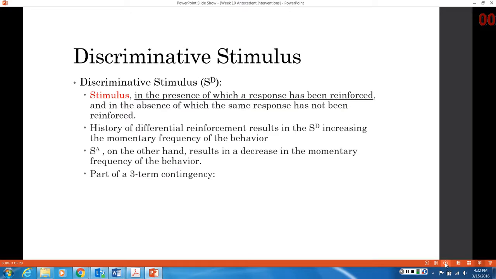So, to review, a discriminative stimulus, or SD, is a stimulus in the presence of which a response has been reinforced, and in the absence of which the same response has not been reinforced. This differential reinforcement leads to a response being more likely in the presence of the SD and less likely in the presence of the S delta. As you will see on the following slide, the SD is part of a three-term contingency.